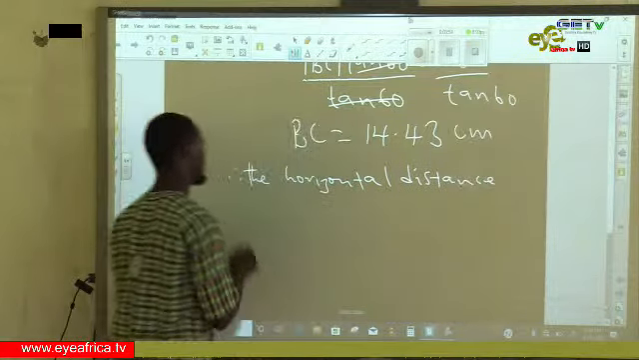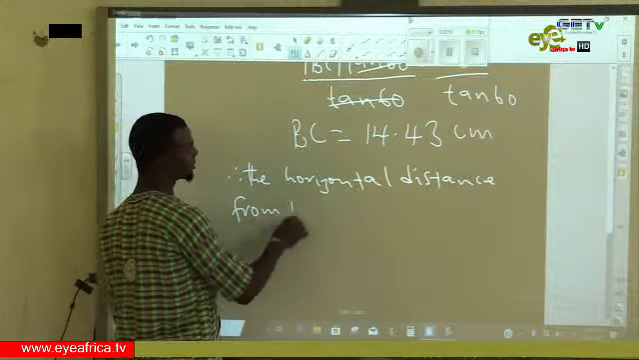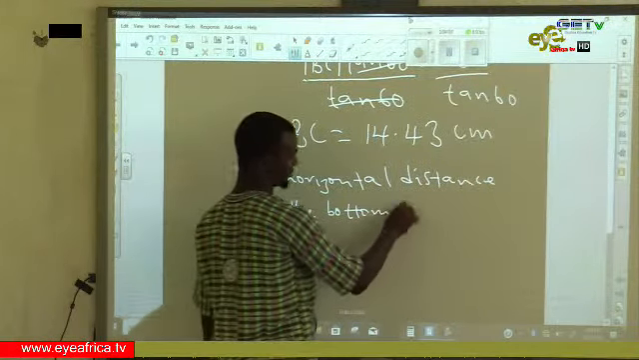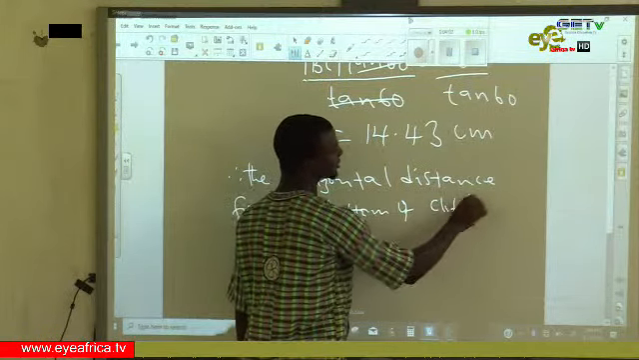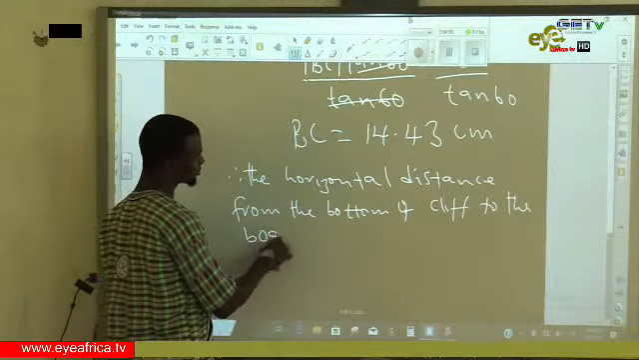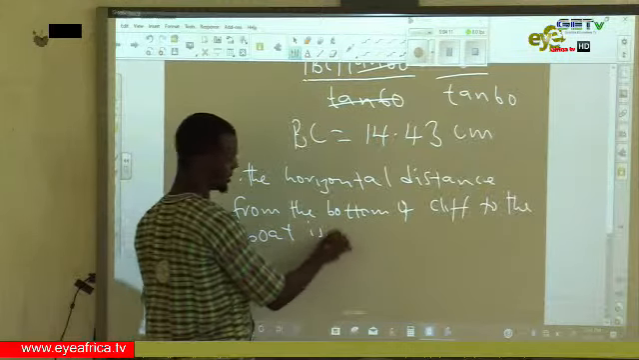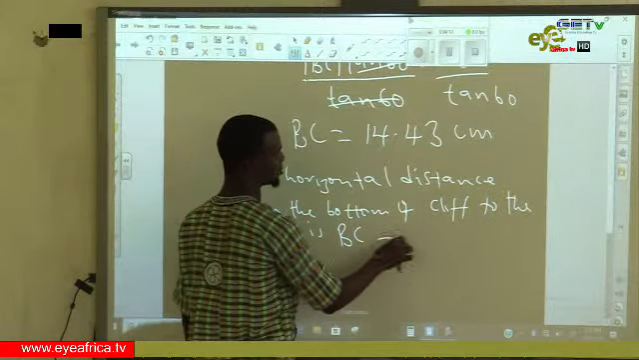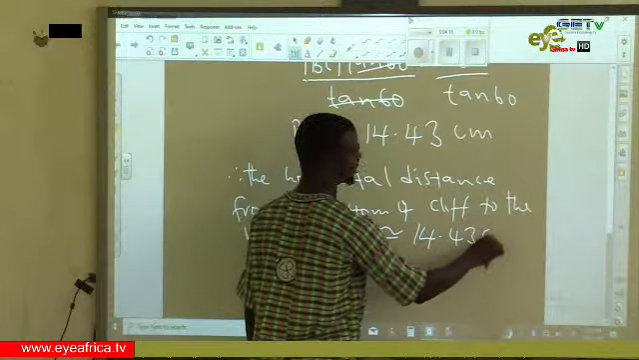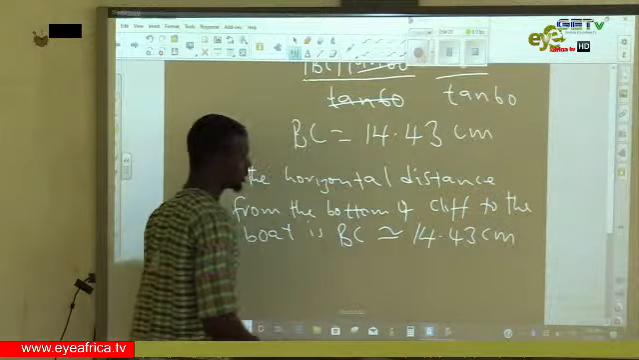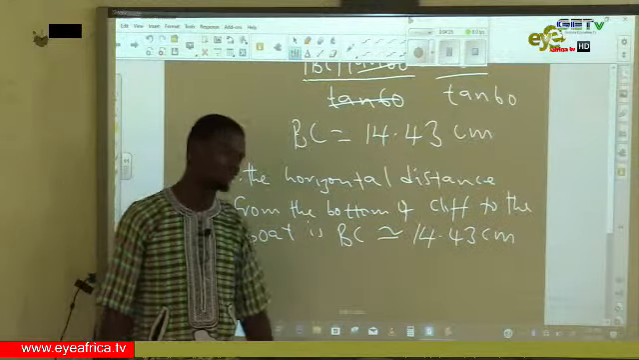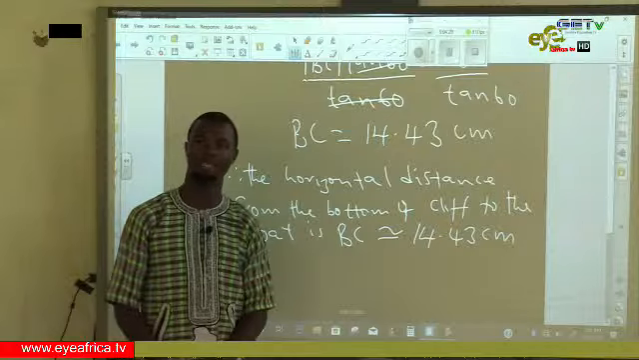Horizontal distance from the bottom of the cliff to the boat is BC, which is approximately 14.43 centimeters. So therefore, the horizontal distance is approximately 14.43 centimeters.